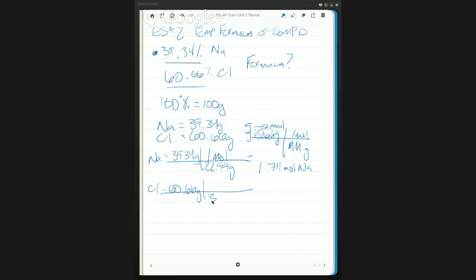For the chlorine, we have 60.66 grams. And the mass of chlorine is 35.45 grams and 1 mole, because we're converting to 1 mole. Remember, this is what I should have done if I had been doing this problem. Number, unit, substance. Oops, that's the amount of sodium down here. These are chlorine down here.